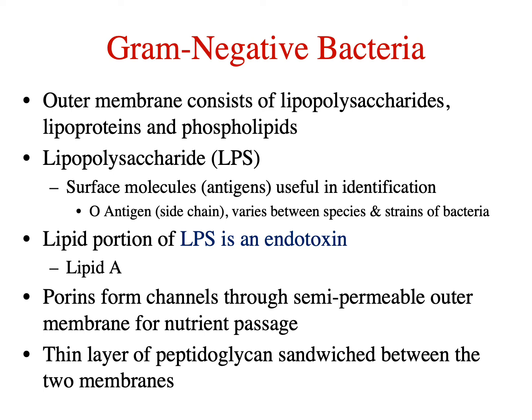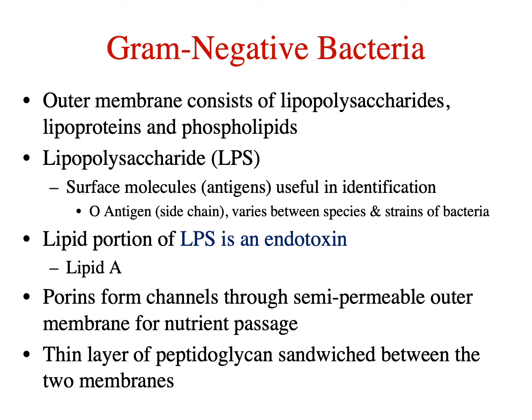Now let's look at the gram-negative bacteria. Remember, when we do the gram stain, the gram-negative bacteria will stain red. They have an outer membrane that consists of a lipopolysaccharide, lipoproteins, and phospholipids. That LPS layer, that lipopolysaccharide layer, is very important to understand. The O antigen part of the LPS layer is very useful to the immune system because it can help to identify different species and strains of bacteria.